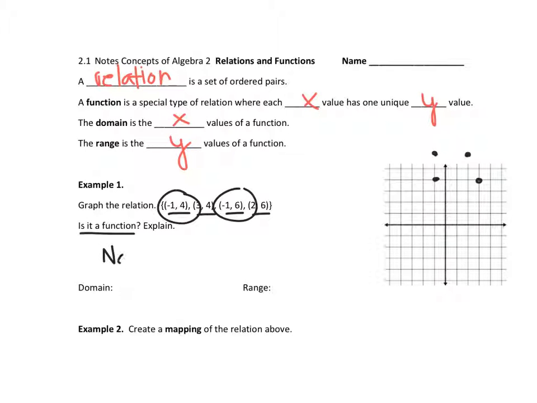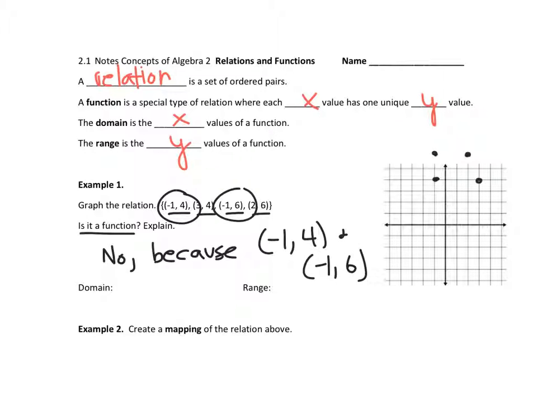So no, because -1 goes with a 4 and -1 goes with 6. So these two y's are different.